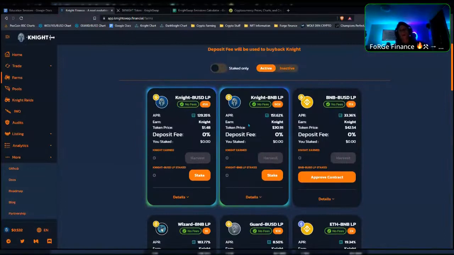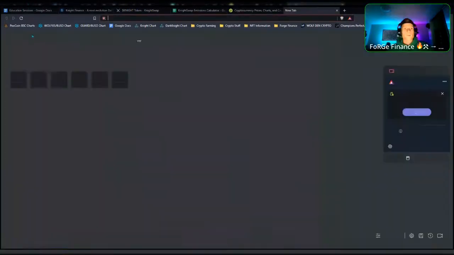Okay, let's take a look at what the difference would be if you had started with a $5,000 farm in Night BNB when we launched 12 days ago. Okay, so let's pull this up. Pull up the chart.